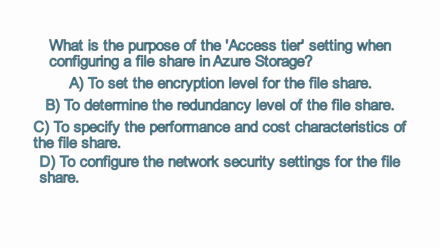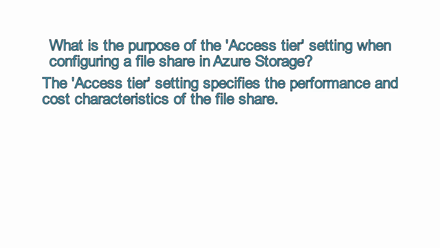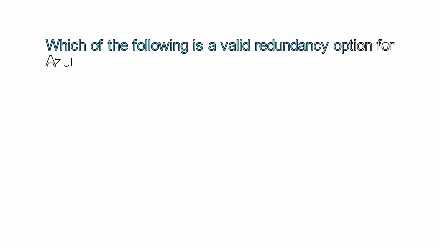The correct answer is C. To specify the performance and cost characteristics of the file share. The Access Tier setting specifies the performance and cost characteristics of the file share. Which of the following is a valid redundancy option for Azure file shares?